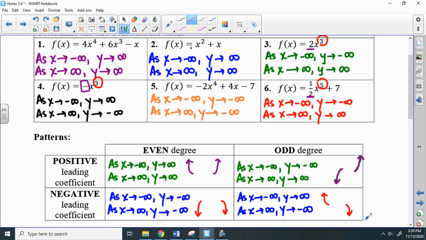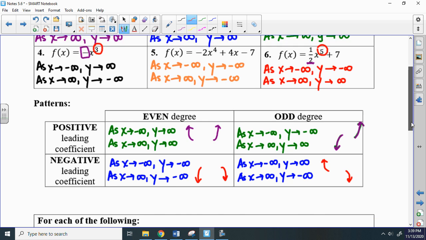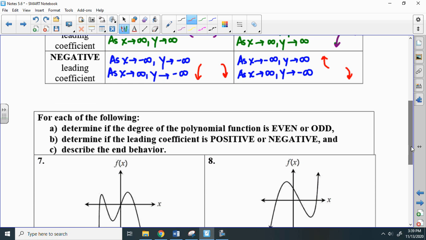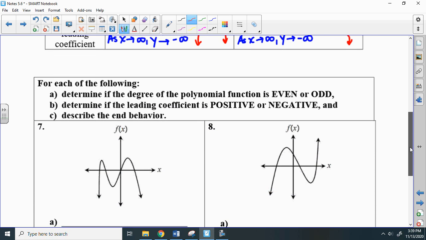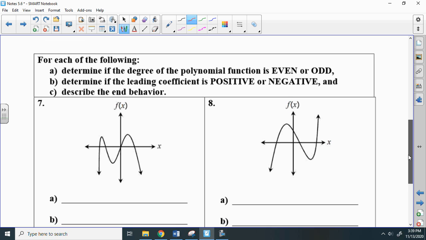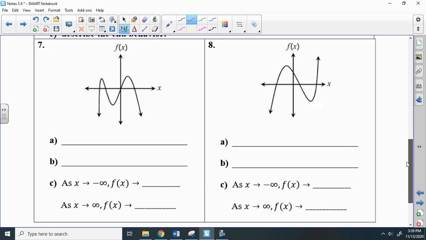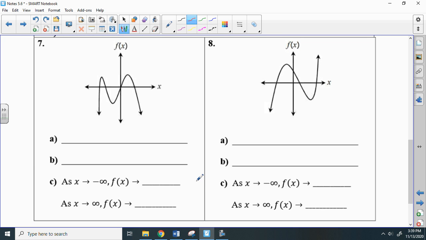So hopefully that's a pattern that you can learn because you're going to be answering questions like the following. You might just be given a picture or just a description, and you have to decide if the degree is even or odd, then determine if the leading coefficient is positive or negative, and describe the end behavior. And you can do this in whatever order you want. So if you feel more comfortable doing the end behavior first, feel free to do that. In fact, that's what I'm going to do.